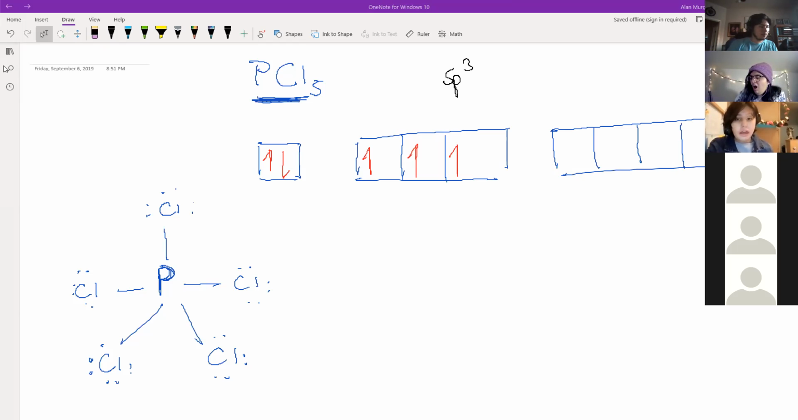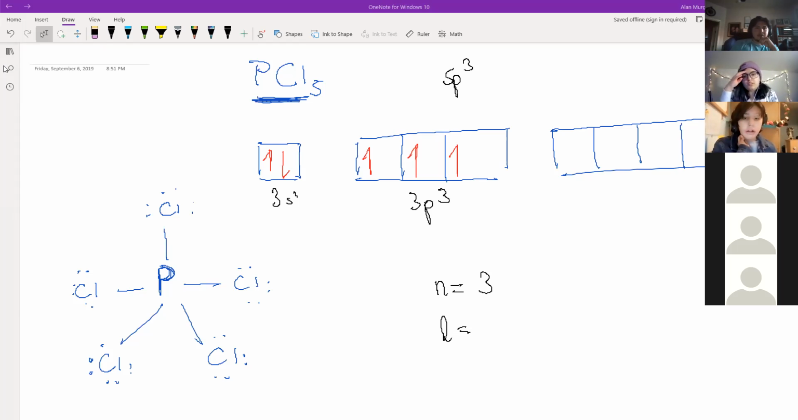So what happens is that this is the configuration of phosphorus: 3s2, 3p3. Remember what we said about the possible values of L? What are the possible values of L if you have n equals 3? 0, 1, and 2. So what subshells do these correspond to? S, P, and D.